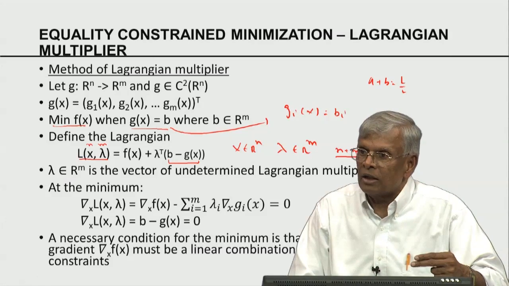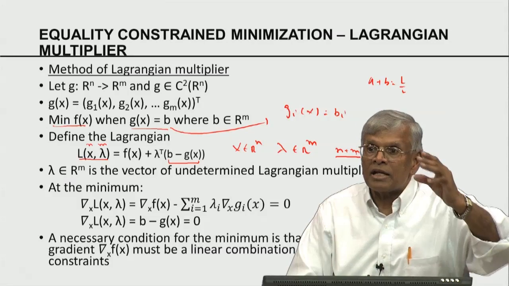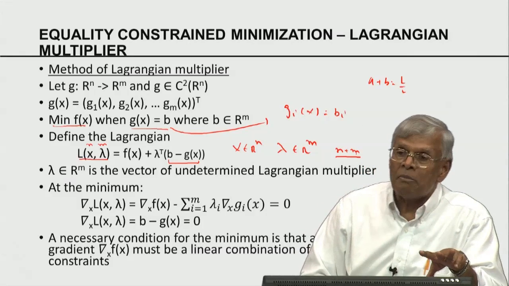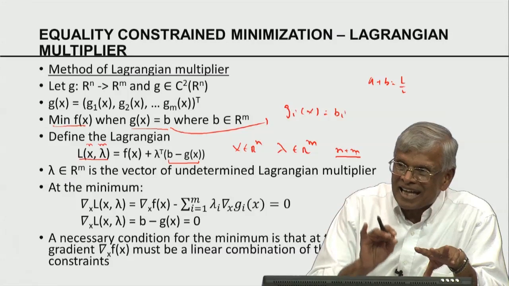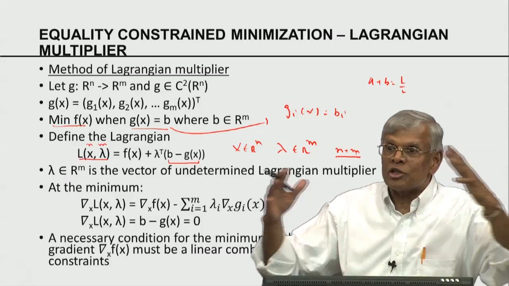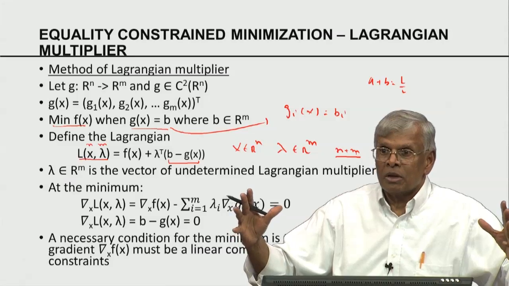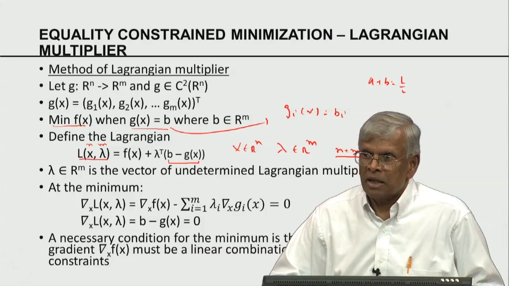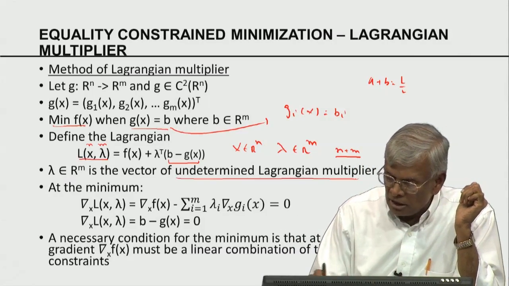Constrained minimizations are difficult. So what is the method? You convert a constrained minimization problem into an unconstrained minimization problem. But what is the price we are going to pay? The constrained minimization problem is an n dimensional problem because x is an n vector. But the resulting unconstrained minimization problem has m plus n variables, a larger space. So by expanding the space over which I am going to minimize, I can convert a hard problem into an easy problem. Are you with me? So that is the fundamental idea. Lambda is called the undetermined Lagrangian multiplier.